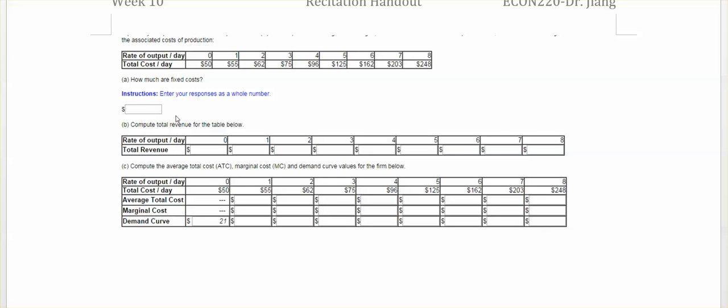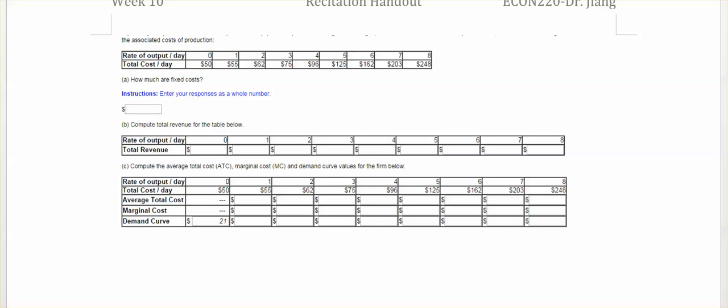So the last question for this week's recitation is still about cost and revenue. The first question asks you to calculate the fixed cost. If we look at the first table, we should get some clue on how to get the fixed cost.